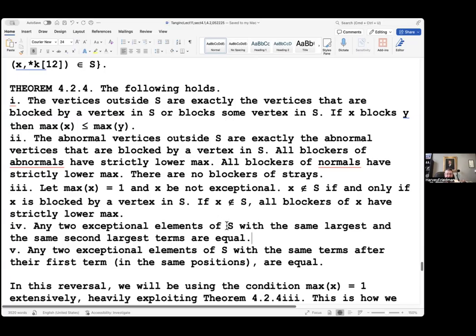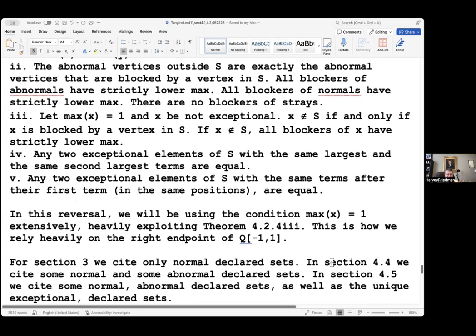Because they're in the clique. Otherwise, they'd block. Okay. Now, for the reversal, we'll be using the condition max X equals 1 extensively, heavily exploiting this thing up here. This is how we rely heavily on the right endpoint of Q minus 1, 1.